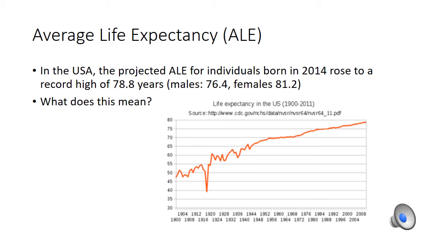The average life expectancy in the U.S. has also lengthened. From the early 20th century up to now, the ALE, average life expectancy, increased from less than 50 to 78.8 years of age. This chart shows what that change has looked like.